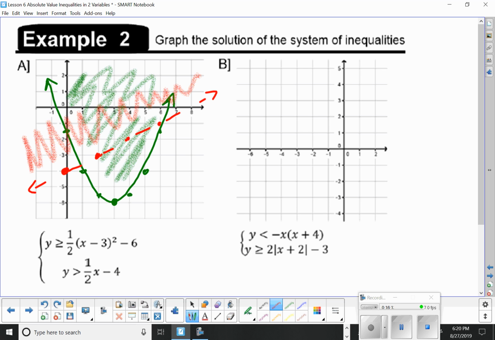Now, where is the overlapping region? The overlapping region is here. So this that's in the gold, that is my solution. All the points that are solutions are anything on this part of the green line that's above the dashed red, or the green curve that's above the dashed red line, and the solid green here, and anything in this yellow overlapping shaded area.